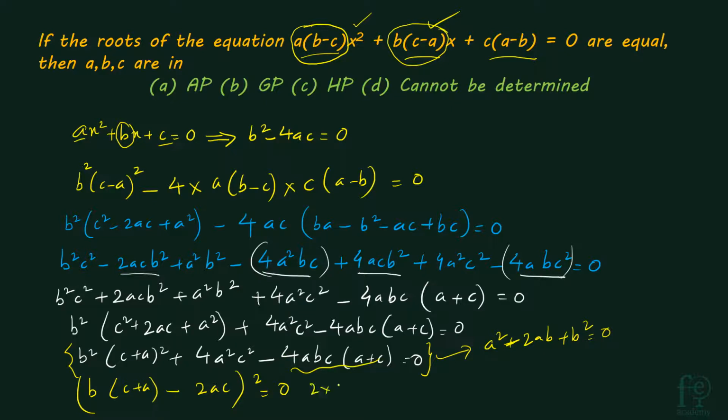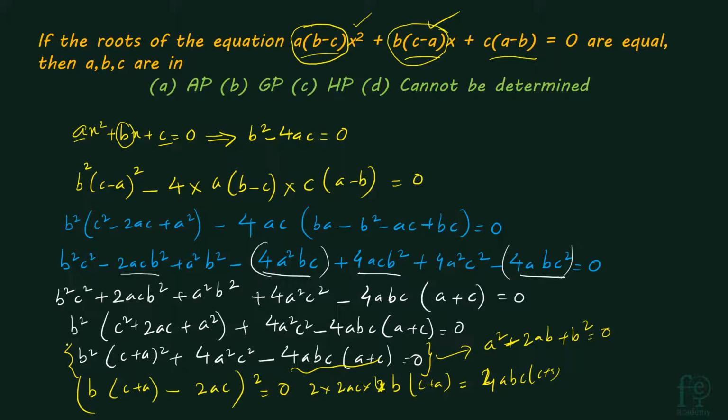2ab will be 2 into 2ac into 2b into c plus a. Not 2b, 2 into 2ab will be equal to 2 into 2ac into b into c plus a, which will be giving you 4abc into c plus a. So that is written here.